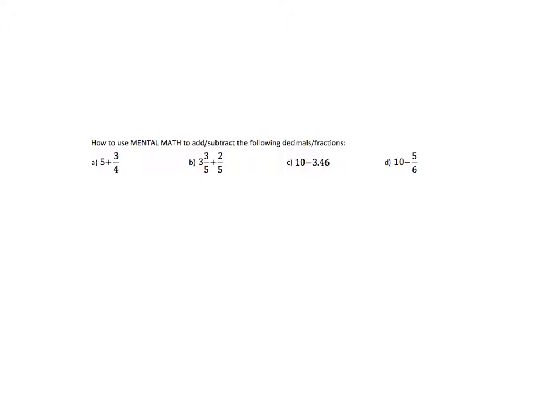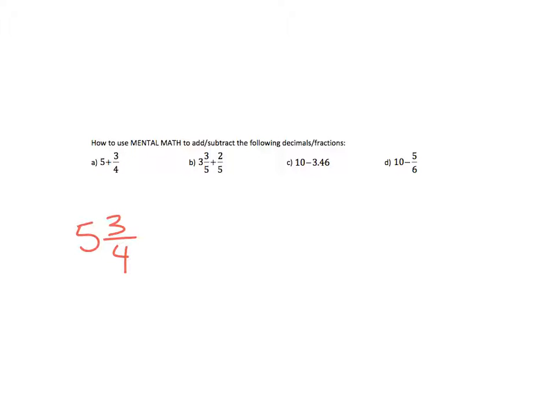Okay, now using mental math to do this, some of you might be able to do this in your head, and this might make total sense to you. Others of you, not so much. Do whatever's best for you. In A, if you have 5 plus a fraction like this, 5 plus 3/4 is just 5 and 3/4.